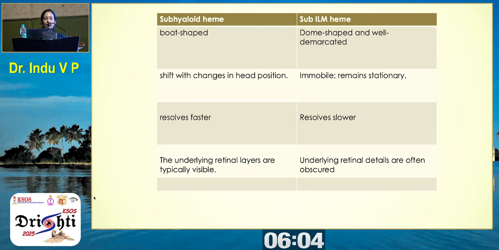So when you differentiate between a subhyaloid and sub-ILM, a subhyaloid is boat-shaped, sub-ILM is usually dome-shaped. A subhyaloid shifts with the position of the head, whereas sub-ILM does not shift. Subhyaloid resolves faster because it's more amenable to treatment. And two, the sub-ILM does not resolve so fast. For a subhyaloid hemorrhage, the underlying retinal layers are typically visible on OCT, whereas in a sub-ILM bleed, the underlying retinal layers are often obscured.